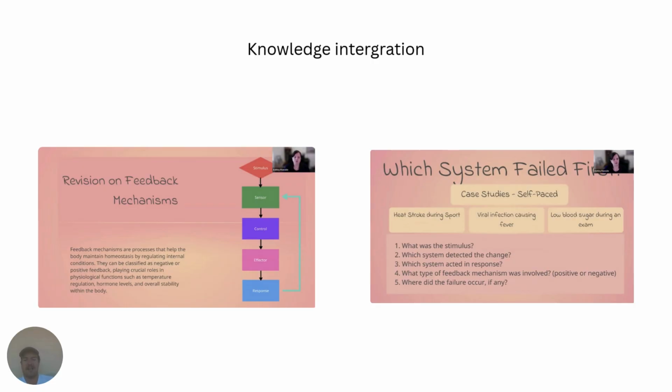The different case studies there with the heat stroke, viral infection, low blood sugar supported the students in looking at those ideas across systems rather than treating them in isolation, because as you've been going on about, it's all integrated. The body's all integrated. It's not just all isolated systems. So great work there. It was good integration, and it demonstrates that deep conceptual learning and supports students transferring their knowledge and their learning into the different and new situations. So great work there with your knowledge integration across the lesson.